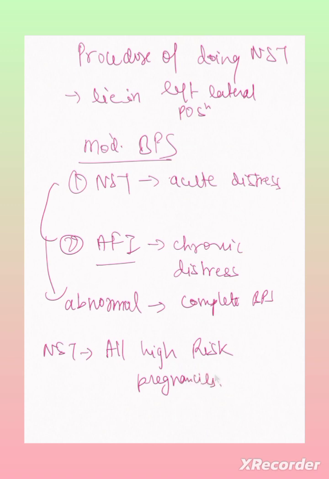Correct? Regularly. In all high risk pregnancies, it is done from 22 weeks onward. From 22 weeks onwards, I will do NST weekly, every week, in all high risk pregnancies. In very high risk patients, for example if she is having diabetes, I will do this NST twice a week. Correct? So this is how NST is done.